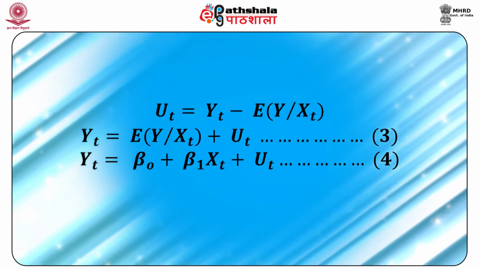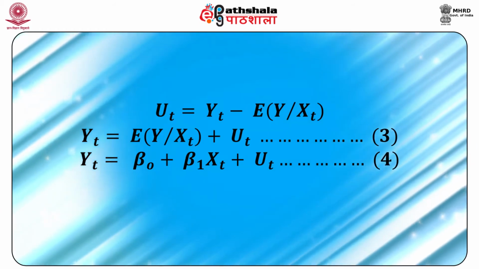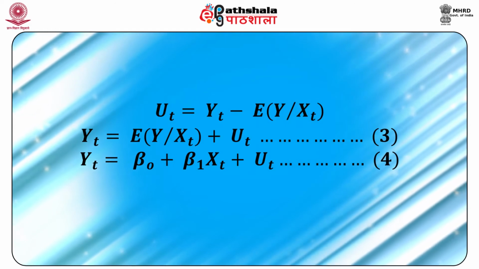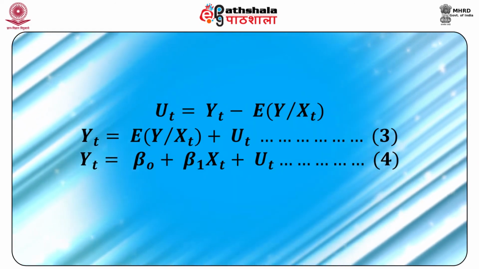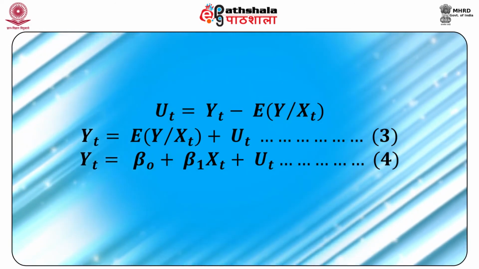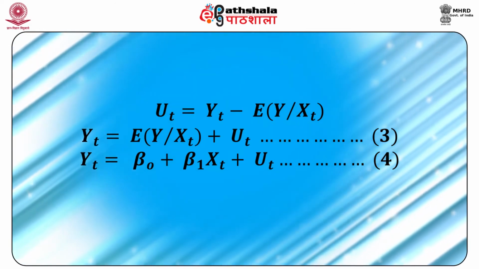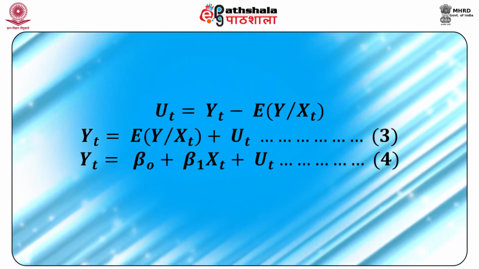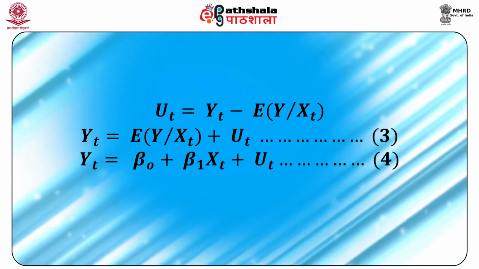The deviation of this yt from its expected value is, in this case, denoted by mu t. Now mu t is an unobservable random variable and can take either positive or negative values. They are popularly known as stochastic disturbance term.